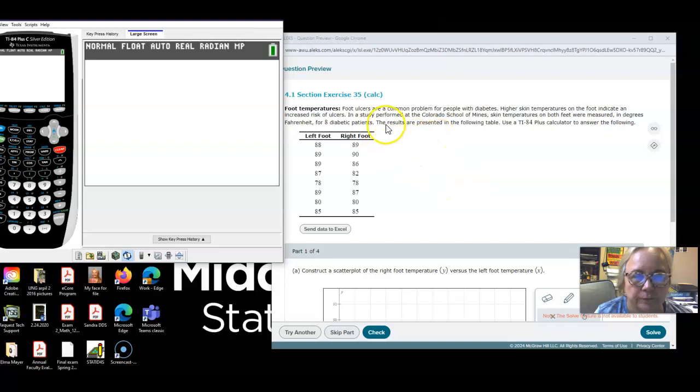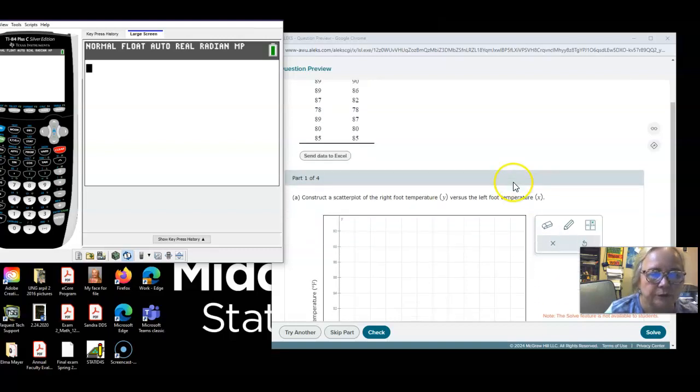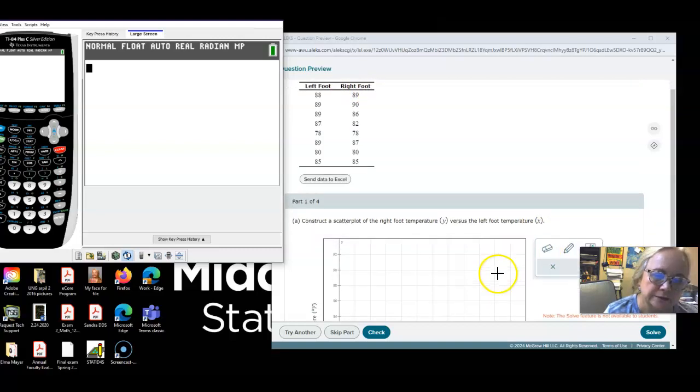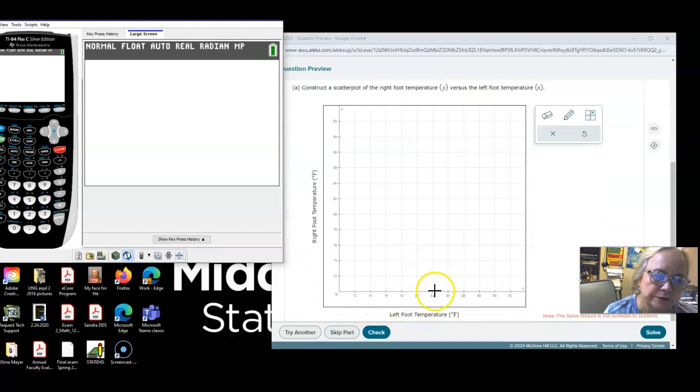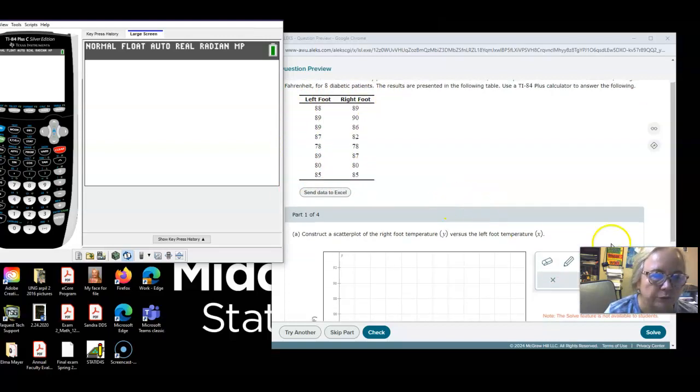First of all, we need to read the question. Please pause and read the question. Then construct a scatter plot of the right foot temperature versus the left foot temperature. So the Y is the right foot and the left foot is X. That's how it's supposed to be on this screen. Let's look at the table. The table is here: left foot, right foot. So how do we answer this question?